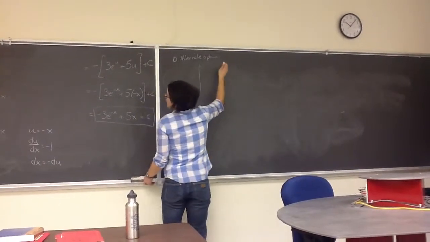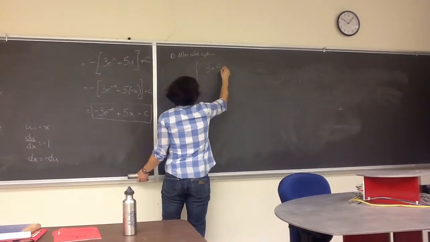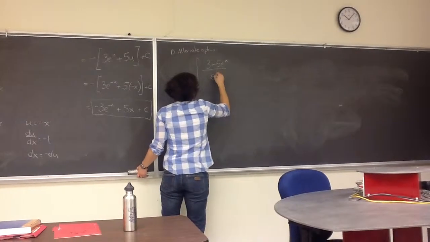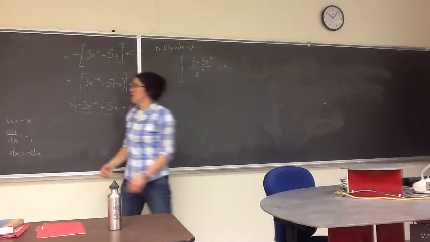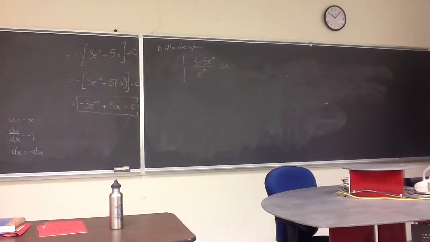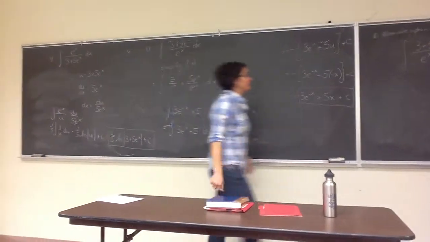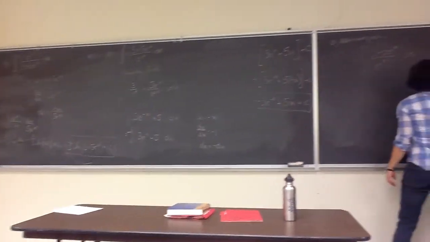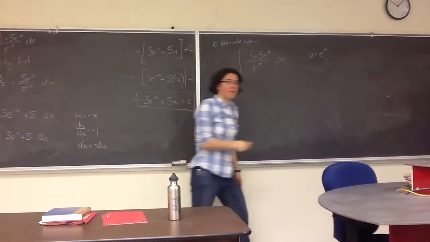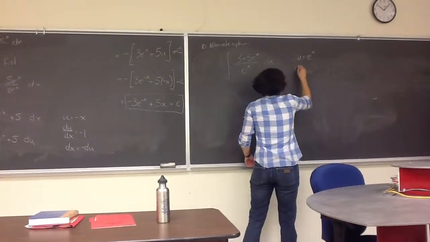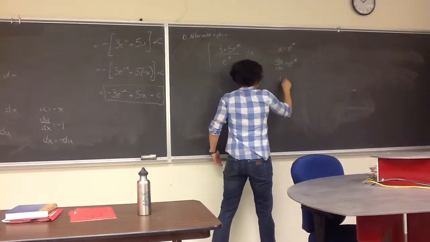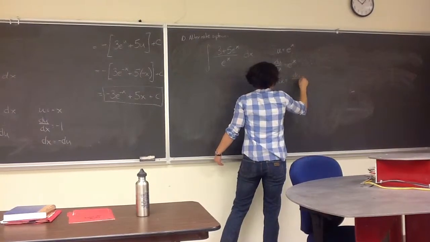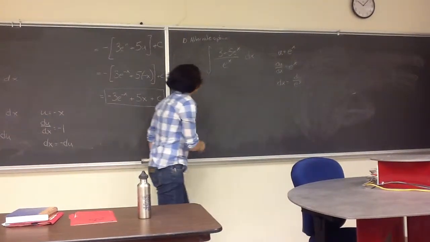So if you start out with the integral of 3 plus 5e to the x over e to the x dx, and you say, well, in number 9, it worked to let the denominator be equal to u. I'm going to do that in number 10 as well. So then my u is equal to e to the x. And I end up with du over dx is equal to e to the x. And I can solve for dx and get dx is equal to du over e to the x.